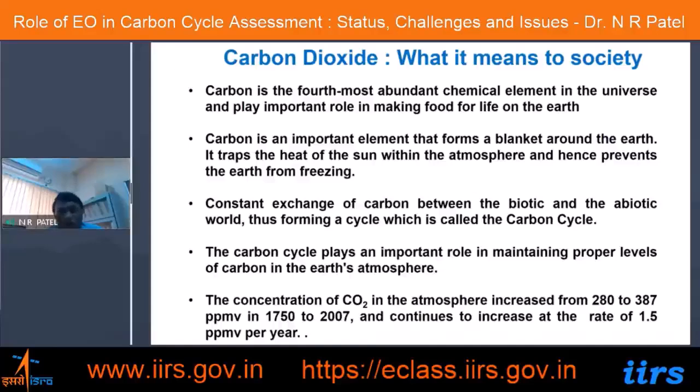And apart from the chemistry, if we see from the physics side, carbon is an important element that also forms a blanket around the earth, a greenhouse blanket. This blanket has the ability to trap heat of the sun. As a result, it can prevent the earth from freezing. If carbon dioxide gas were not there in the atmosphere, the net energy balance, the radiation balance, would have been different. We cannot maintain the radiation balance.